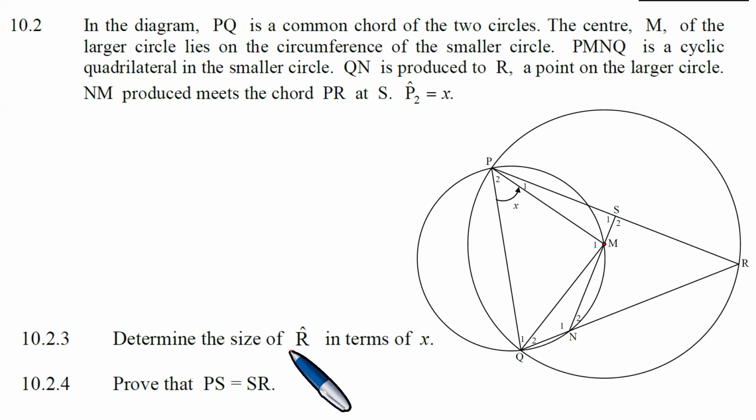Determine the size of angle R in terms of x. The examiner is saying determine the size of angle R in terms of x. Angle R is that one there. The examiner is saying find the size of angle R in terms of x. What's your answer? I'm giving you 2 minutes.